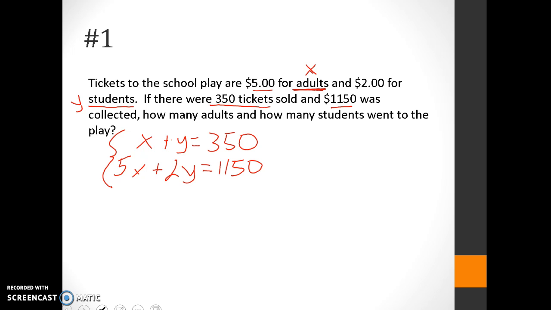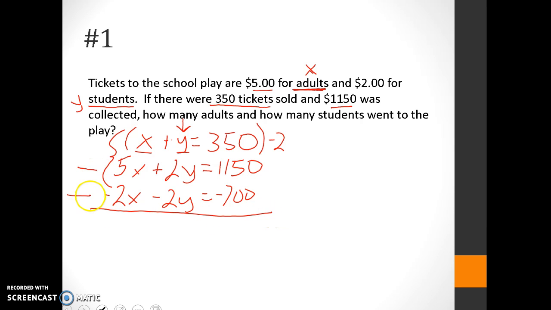If I use substitution, I'd want to get the X and the Y by themselves. I'm going to use elimination here, and I think what I'm going to do is eliminate the Y's, because I have a positive 2Y here. If I multiply this top equation here by -2, then I'll have a -2Y, and my Y's will be eliminated. So if I multiply everything by -2, I'll have -2X. This Y will become -2Y, and 350 times -2 is -700. And so now I'm going to add these two equations together, and my Y's are going to be eliminated.